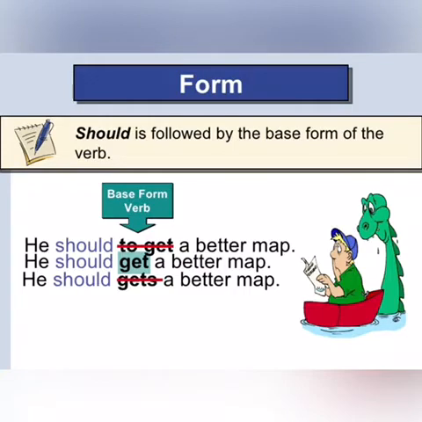For example, "He should to get a better map" is wrong because we use should with the base form of the verb. So, the correct sentence is "He should get a better map." "He should gets a better map" is also wrong because we use should with the base form of the verb.